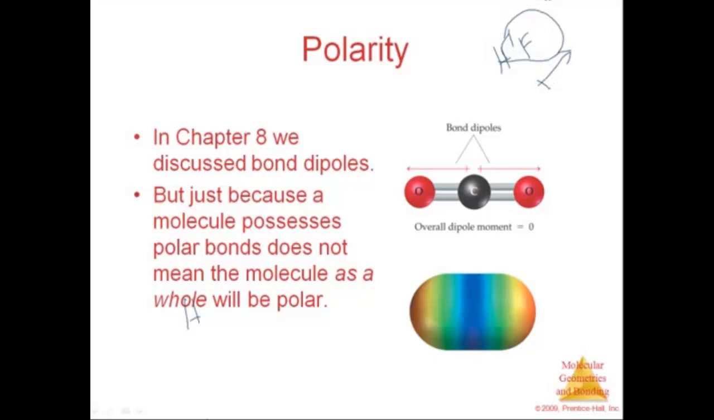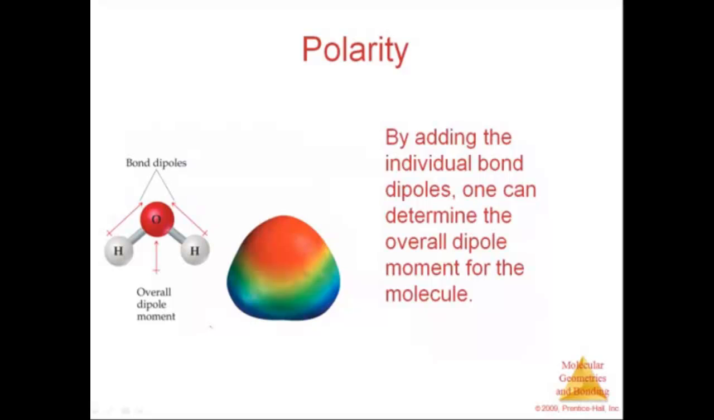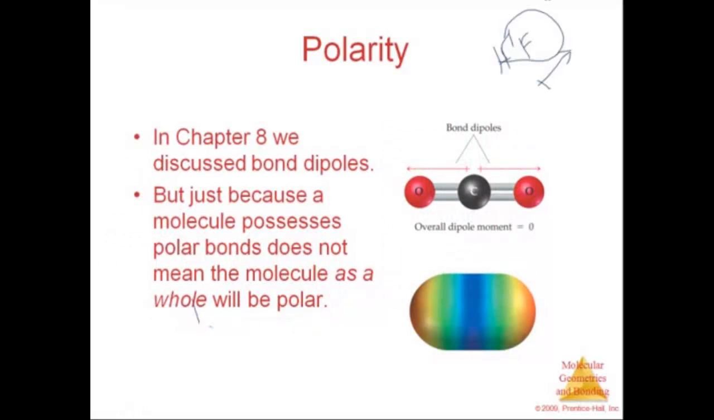But we can also talk about dipoles within a molecule. So I can have a molecule where I have polar bonds. In this case, carbon and oxygen are polar. Oxygen is more electronegative than carbon, so the dipole goes this way. And I've got the same thing on the other side, the dipole going the opposite way.